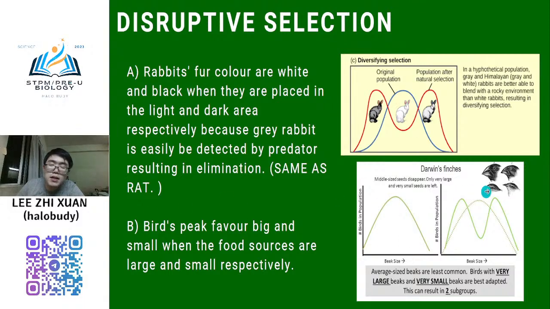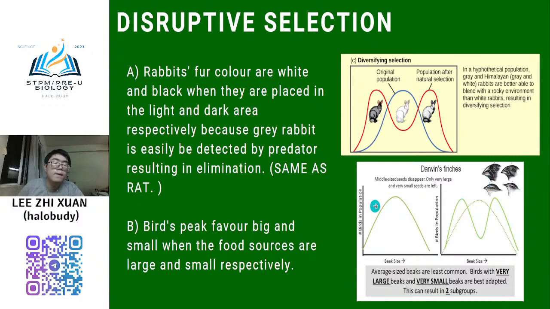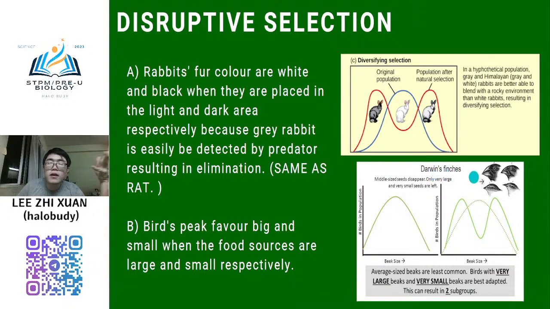Another example is bird beaks, the Darwin finch's beak. It can be very big or very small. Some are very big. Those of medium size are common, but those with very large beaks and very small beaks are best adapted. Normally they are either very big or very small, because of their food sources. With a big beak, you can obtain very large food, but with a small beak, you can only obtain smaller food. This is because of the environment.